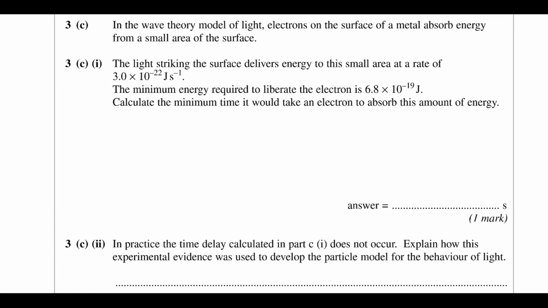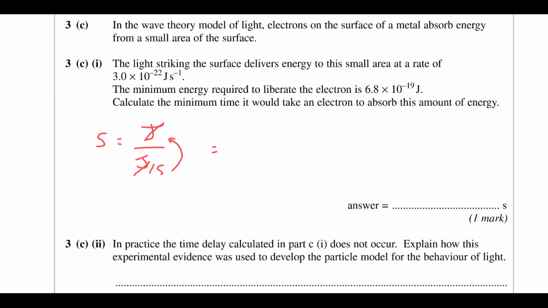Okay, so then in the wave model of light, electrons on the surface absorb energy from a small area of the surface. Light striking delivers energy at a rate of 3 times 10 to the minus 22 joules per second. The minimum energy required to liberate an electron is 6.8 times 10 to the minus 19. Calculate the minimum time. So to get a unit of seconds, we're going to do the unit of joules divided by joules per second, because you can see the joules are going to cancel out and you're going to get s on the top line because it's 1 over s on the bottom line.